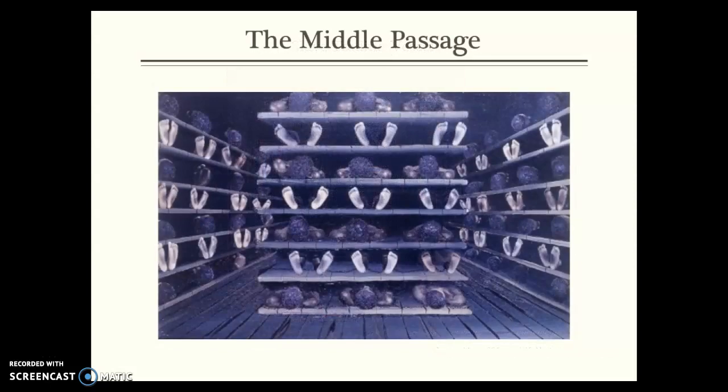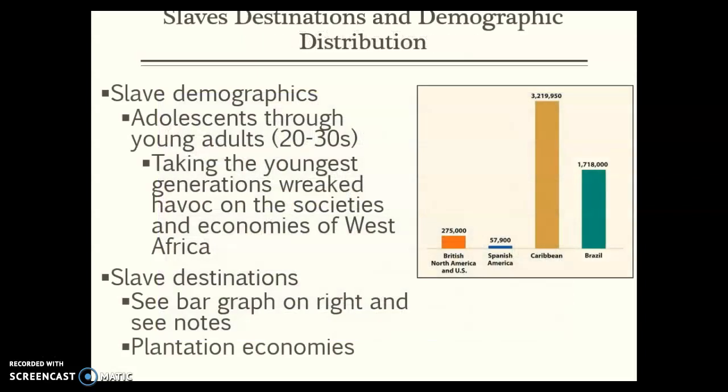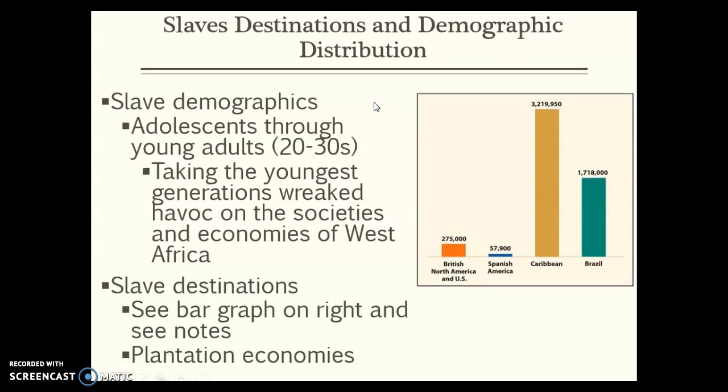So just some more of the videos here. This is from a website on the Middle Passage Museum. And this is an artist's depiction of what it must have looked like. It's just horrid. And again, you can see all that. It's obviously not a very happy or uplifting topic in any way, but there is more information on there. Slave destinations and demographic distribution.